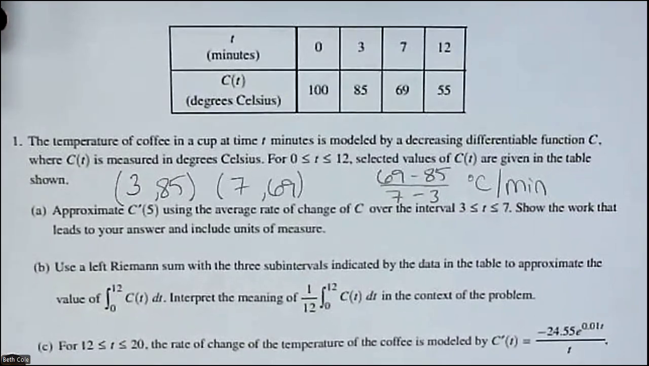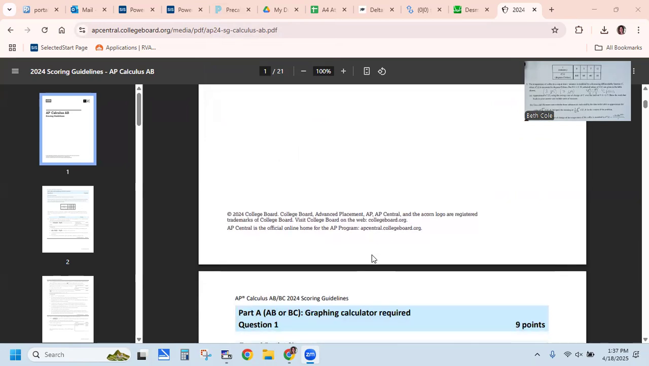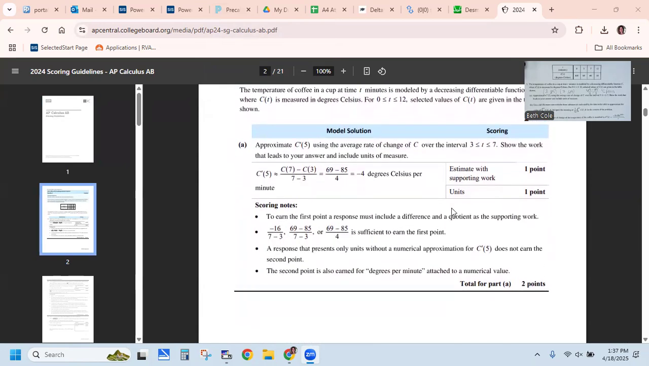Now I'm going to share my screen and I want you guys to see this. This is not hidden information. I Googled 2024 calculus scoring guidelines. You can do that too. Google is free. All right. Is it hidden from you? You can find this. So here's what it says for this first one.